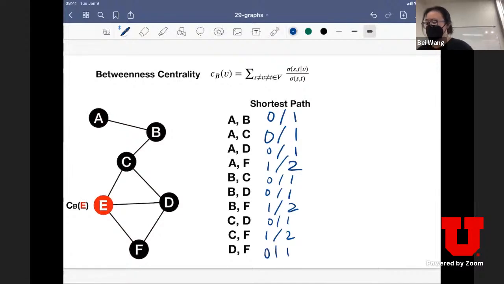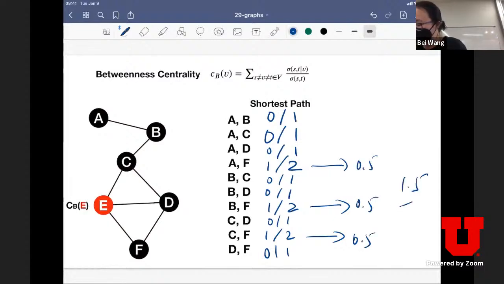Okay, so now those are the 3 cases. I'm going to sum them all together over this quotient. This is 0.5, 0.5, 0.5, and so the sum is 1.5. Sorry, the centrality is 1.5 for node E. Okay, so let's now switch to Jupyter Notebook and look at how we actually compute this.